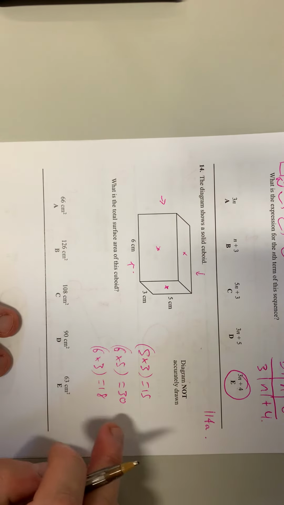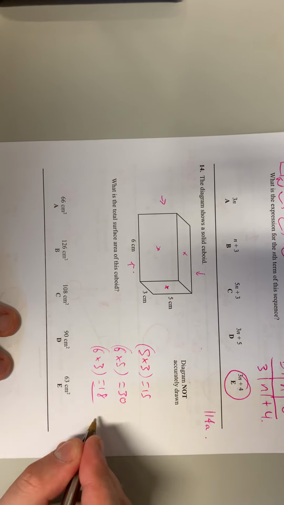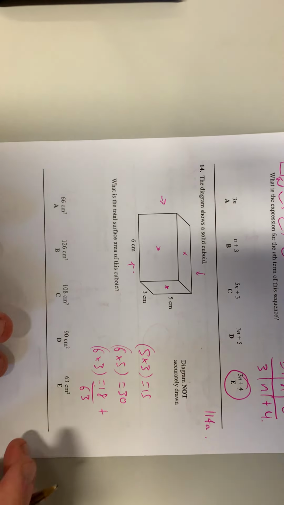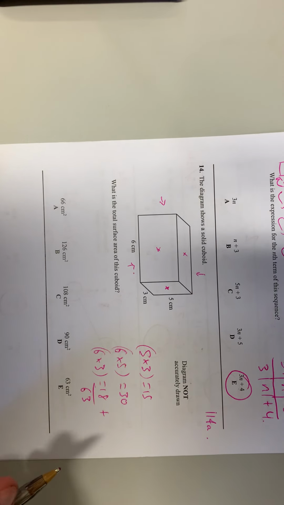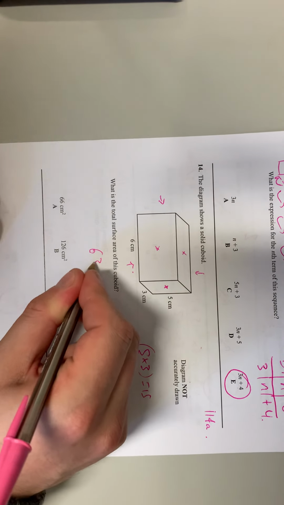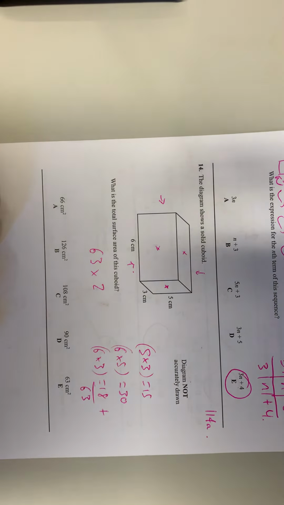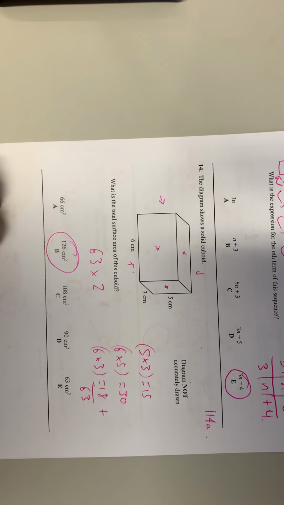15 add 18 add 30 is 63. So 63 is 3 faces. I want 6 faces, so actually I'm doing 63 multiplied by 2 for 126. Therefore, it must be B.